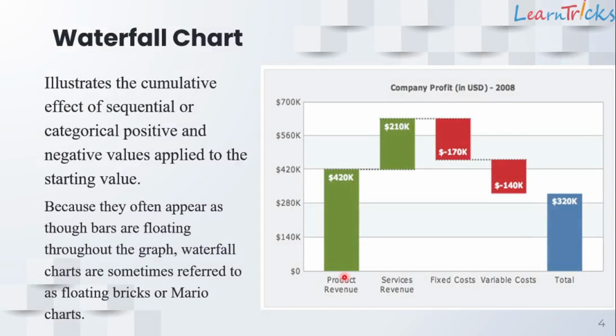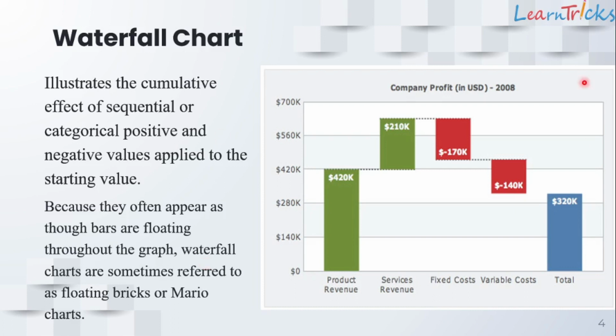The waterfall chart illustrates the cumulative, step-by-step effect of sequential positive and negative values applied to the starting value of the plot. The blocks or bars in the waterfall chart often appear to be floating throughout the graph. Waterfall charts are sometimes referred to as floating bricks or Mario charts.